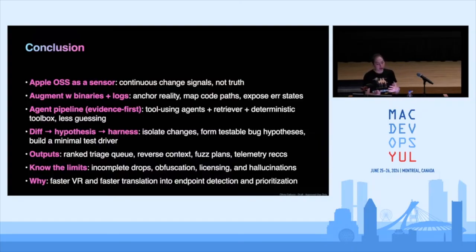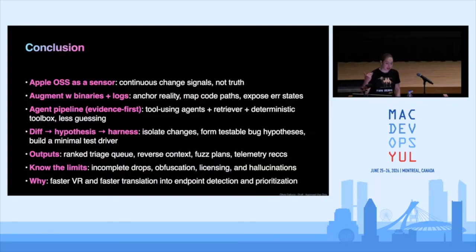And then you build a minimal test driver so that the path is reachable and reproducible, which sets you up for fuzzing and validation. The trick is that open source diffs alone are not enough, so we augment them with two other signals: binaries, because they reflect the reality that ships, and OS logs, because unified logging is a good ROI pivot into which components actually handled the input and which error paths fired.